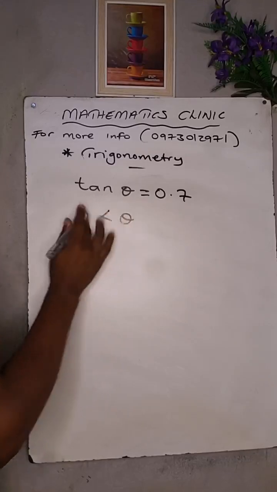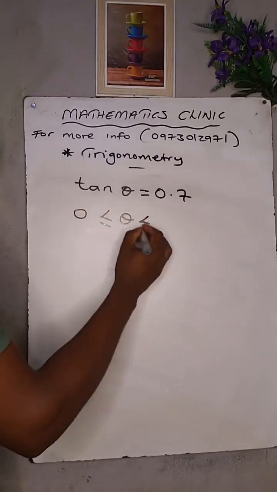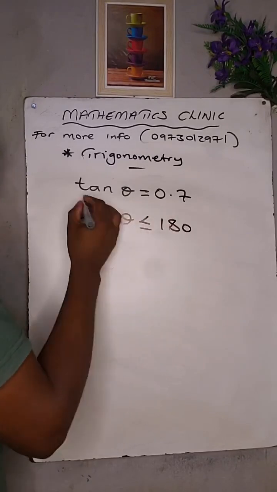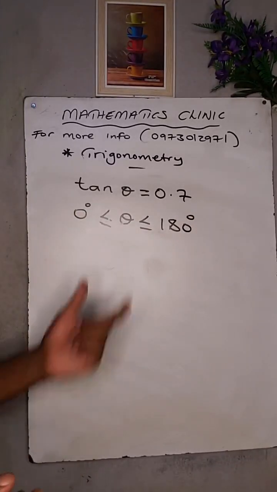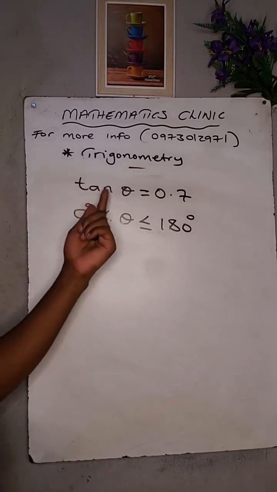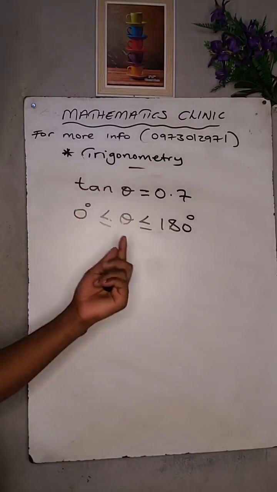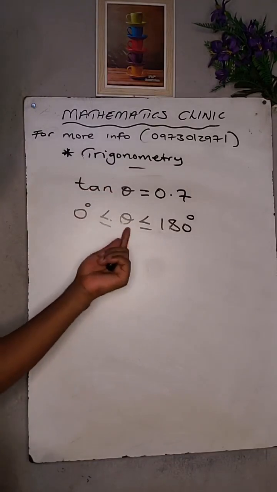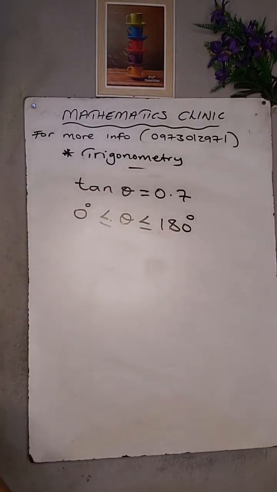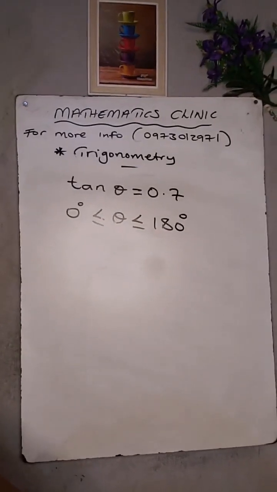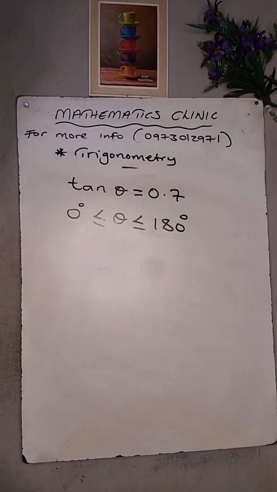It should be greater than or equal to 0, but less than or equal to 180. That's our range, right? Meaning if we are finding tan, we should find it in the range of greater than or equal to 0 and less than or equal to 180. Okay, so now we know about that.